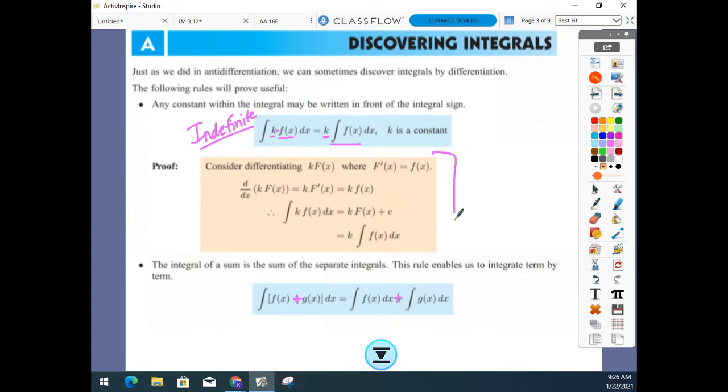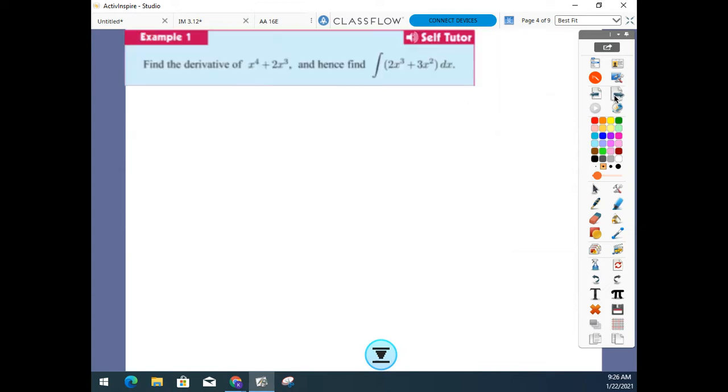This just shows a proof of why it works. It says if you're differentiating k times f of x, where f prime of x equals little f of x, you take the derivative of this, you get k times the derivative, where the derivative is little f of x. This is just a proof. Now the examples themselves are a whole lot easier.